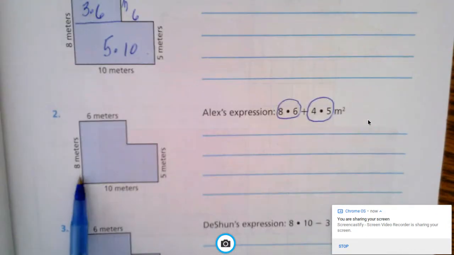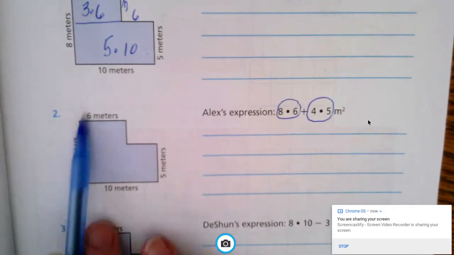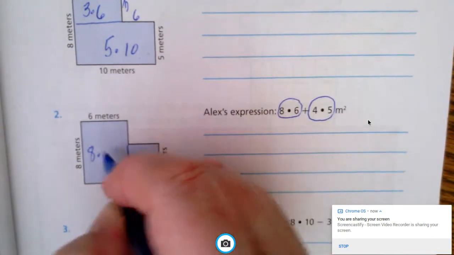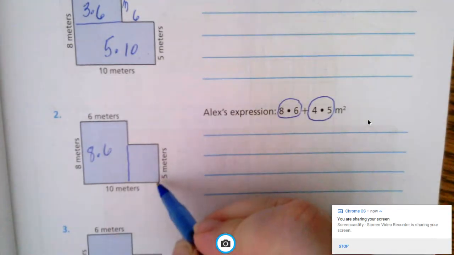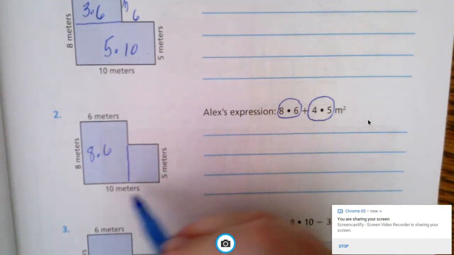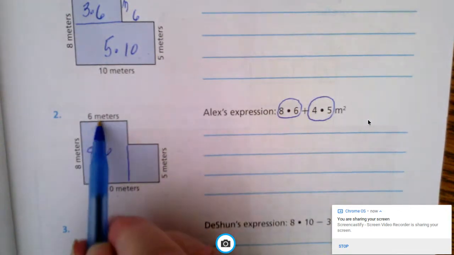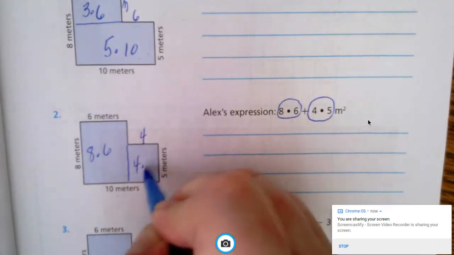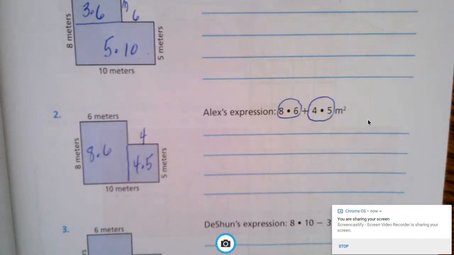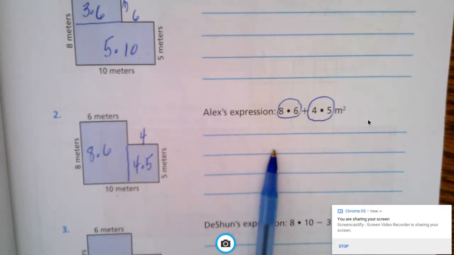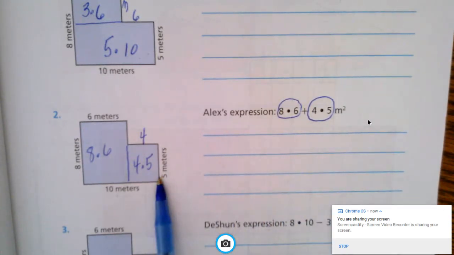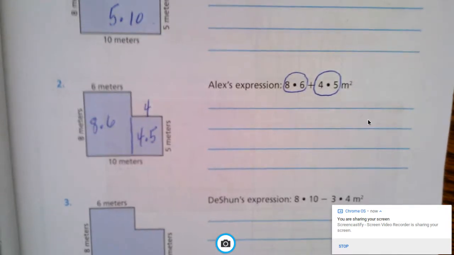So this time, it looks like if Alex multiplied 8 times 6, we would have to divide it here. So this would be 8 times 6. And then that left Alex with 10 minus 6, which would give us this length here, which would be 4. So we have 4 times 5. And again, you would just simply explain that Alex divided this complex figure into a large rectangle and multiplied 8 times 6 for that one, and a small rectangle and multiplied 4 times 5.